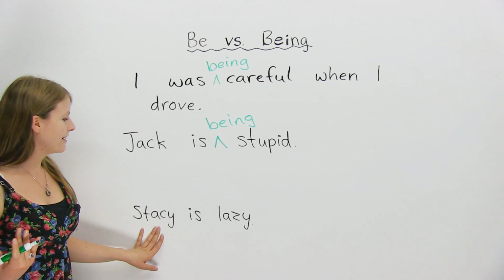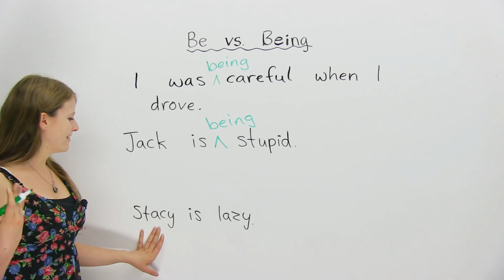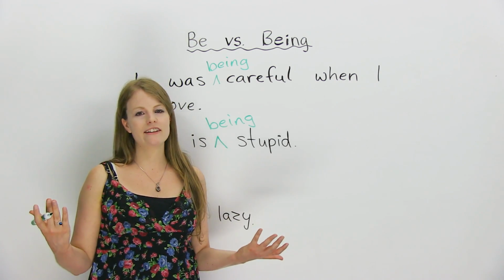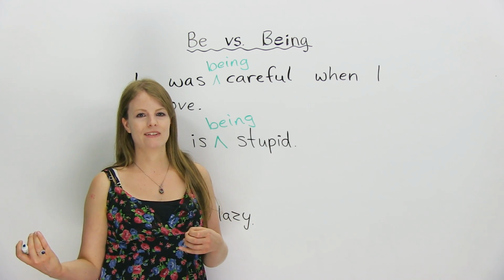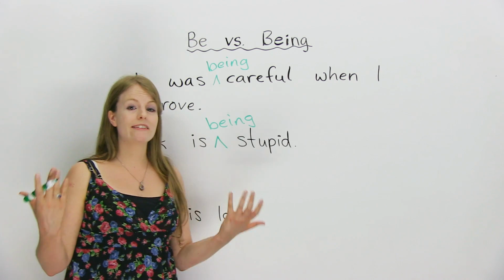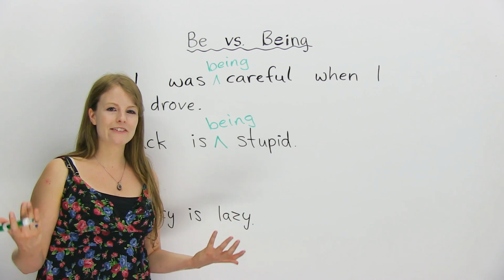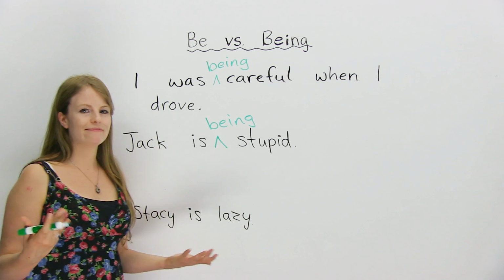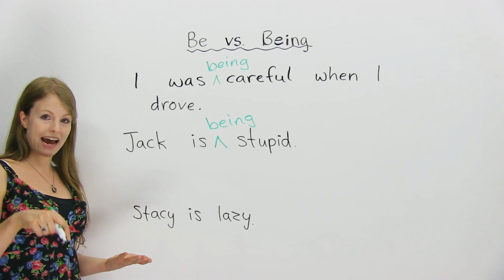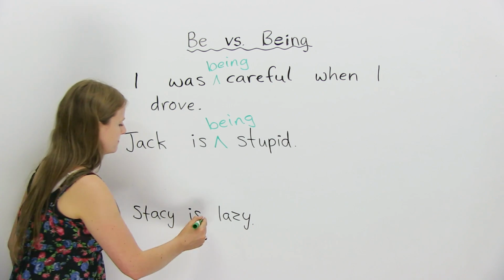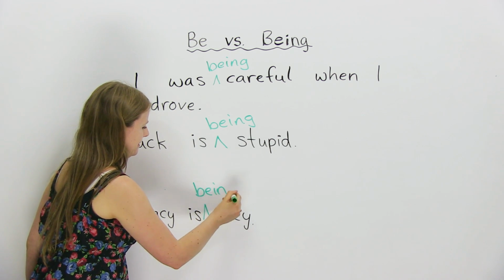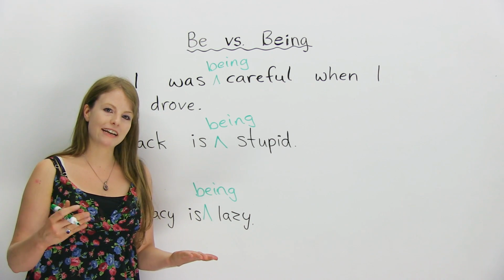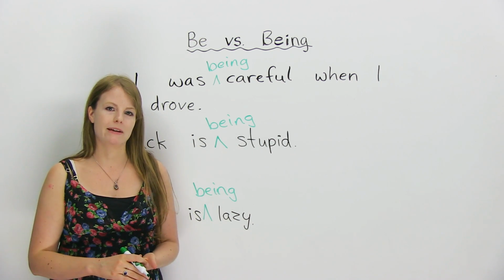Okay, the last one. Stacy is lazy. Stacy never does any work. She watches TV all day, all night. She doesn't do anything. She's a lazy person. Now, I want you to change this to something different. Instead of Stacy being lazy, I want you to imagine she's a hard worker, but today she's feeling tired. What could we say about her action right now? We can say Stacy is being lazy. It's not usual. It's not a part of her personality. It's just her behavior or her action in the moment.